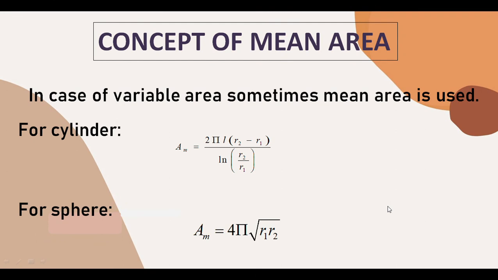Now coming to the concept of mean area. In case of variable area, sometimes the mean area is used. It is different for cylinder and sphere. In case of a cylinder, the mean area is equal to 2 pi L (R2 minus R1) divided by log of R2/R1, where L is the length of the cylinder, R2 is the outer radius of the cylinder and R1 is the inner radius of the cylinder. In case of a sphere, the mean area is equal to 4 pi square root of R1 R2, where R1 is the inner radius of the sphere and R2 is the outer radius of the sphere.